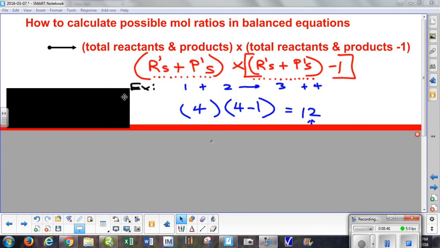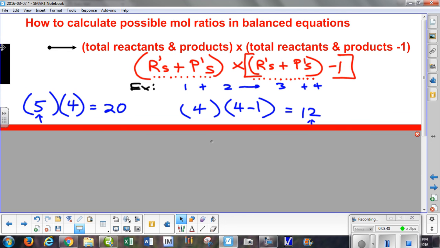Now, hiding under the little black box right now are these numbers. This would be if we had a total of 5 reactants and products. So we have 5 reactants and products, 5 subtract 1 is 4. So if we add 1 more reactant or product, we're going to wind up with 20 mole ratios. It gets to be a lot, doesn't it?